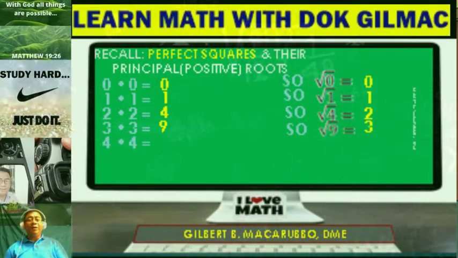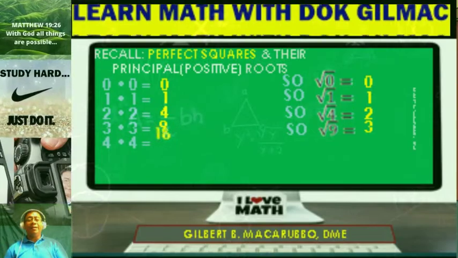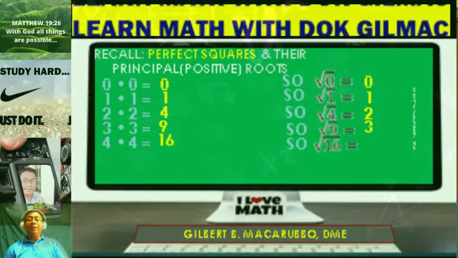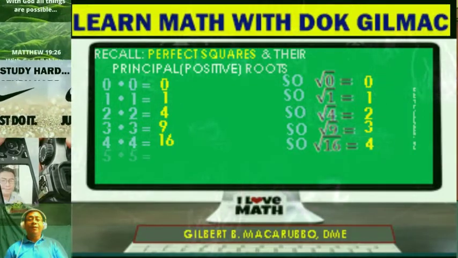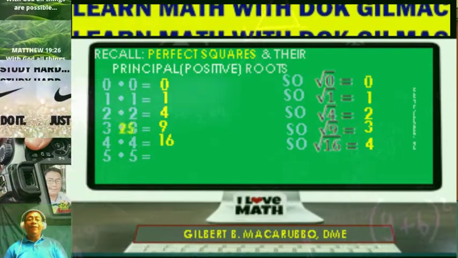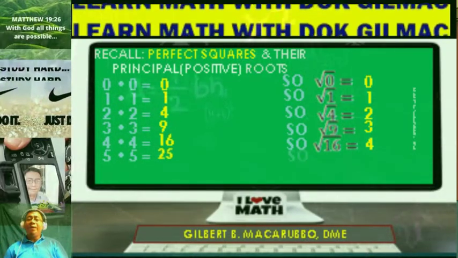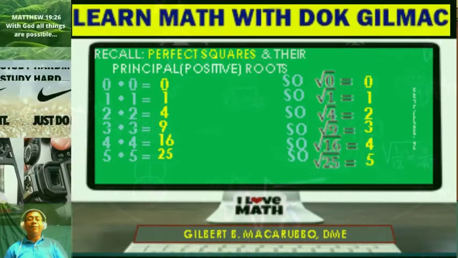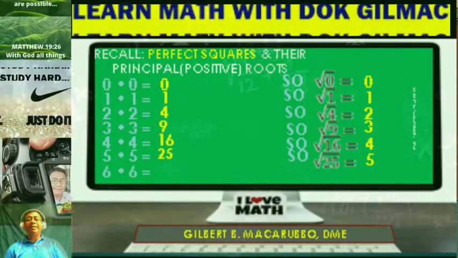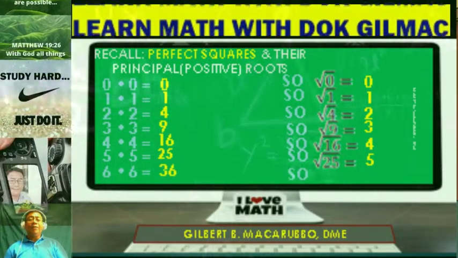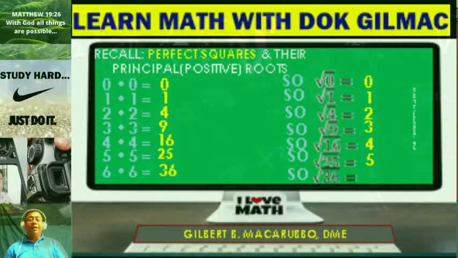4 times 4 is equal to 16. So, square root of 16 is equal to 4. 5 times 5 is equal to 25. So, square root of 25 is equal to 5. 6 times 6 is equal to 36. So, square root of 36 is equal to 6.